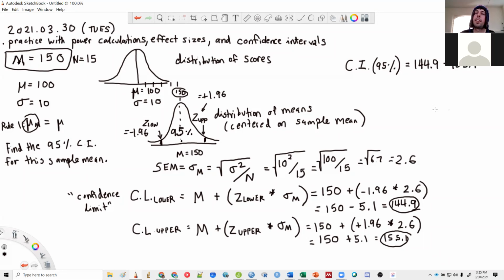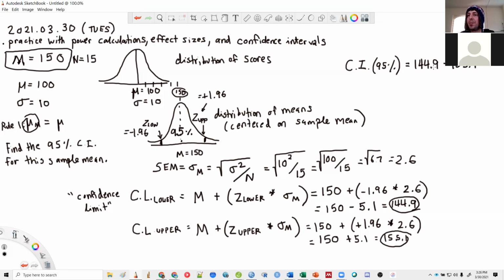Remember back at the very beginning of this problem, where I wasn't very thoughtful about making this a realistic problem, I made the sample mean compared to the population mean a very extreme score. When you have a population mean of 100 with a standard deviation of 10, a score of 150 is 5 standard deviations away from the mean, which is an insanely unlikely score. And that's reflected by the fact that the 95% confidence interval goes from 144.9 to 155.1, while the population mean was 100.